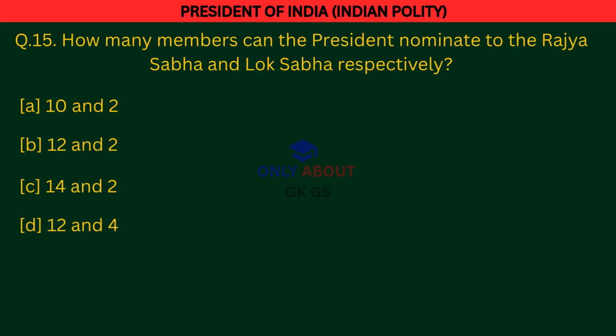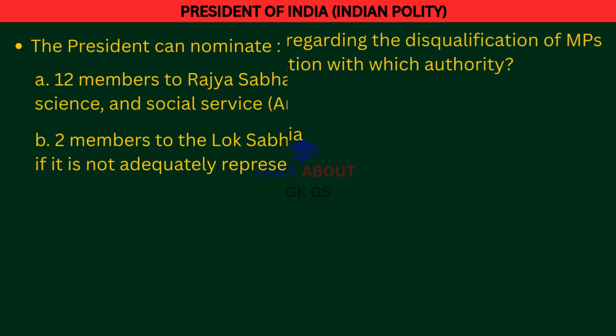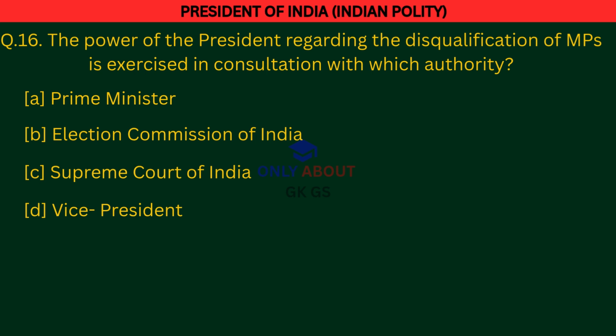Next question. How many members can the President nominate to the Rajya Sabha and Lok Sabha respectively? Correct answer: 12 and 2. The President can nominate 12 members to Rajya Sabha for the fields of arts, literature, science and social service, and 2 members to the Lok Sabha from the Anglo-Indian community if it is not adequately represented.